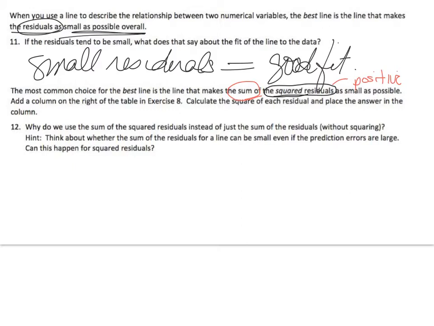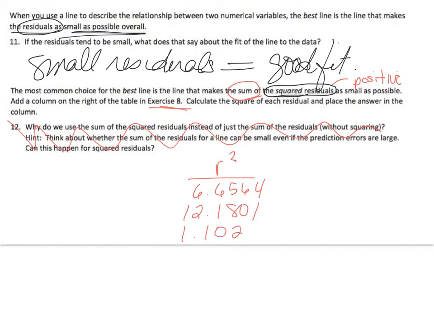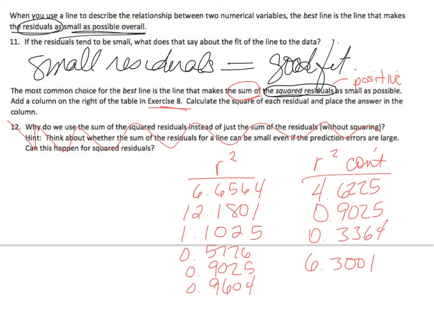So let's add a column to the right of the table in exercise 8. We're going to skip this for now and we'll come right back to it. And calculate the square of each residual. I'm just going to say it's r squared. I'm just going to square each one of those residuals. First one, I'm not going to write everything down. We can just look at it, and you can add that into your work. I'm going to push pause and finish. Okay, there we go. Those are the r squared values, and we put them in there.